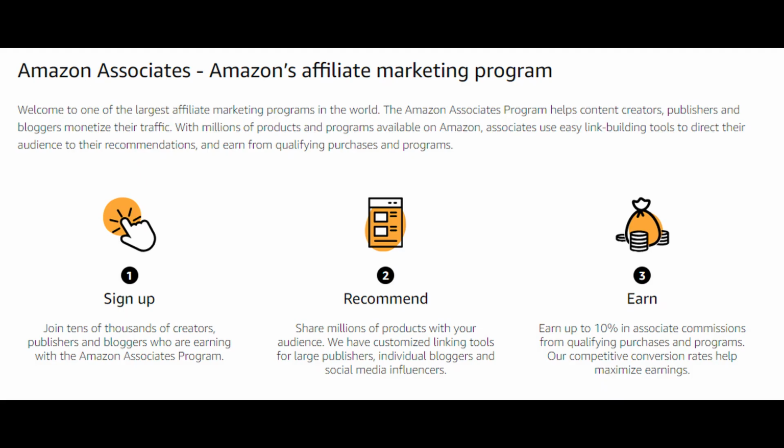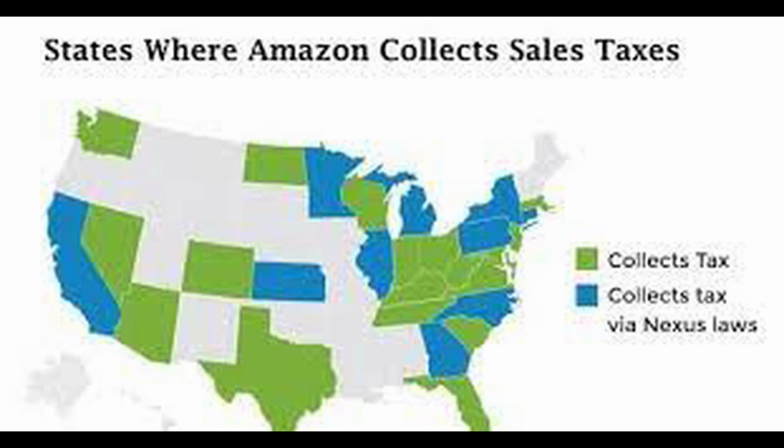7. Policies and guidelines. Amazon has specific guidelines on how you can use affiliate links, including disclosures that you're part of the affiliate program. Violating these guidelines could result in termination from the program. 8. Geographic restrictions. Keep in mind that the Amazon Associates program is not available in all countries. Make sure to check if your country is eligible.